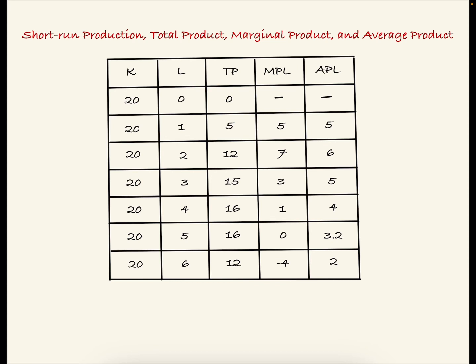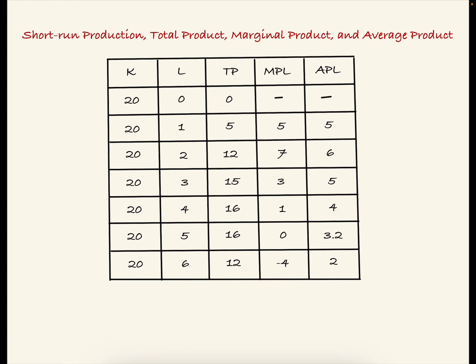So we can see, when the quantity of labor is 0, we have 0 total product. When the quantity of labor increases by 1, the total product is now 5, which means that the marginal product is 5 for this additional unit of labor. When we increase the quantity of labor to 2, our total product is now 12. Thus, the marginal product of the second unit of labor is 7. When we increase the quantity of labor to 3, our total product is 15, which means that the marginal product of the third unit of labor is 3.